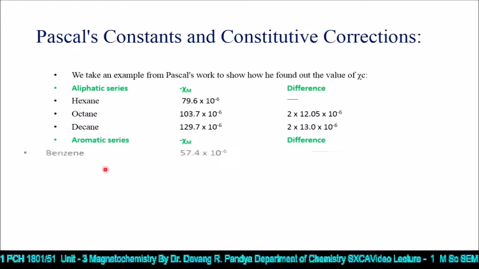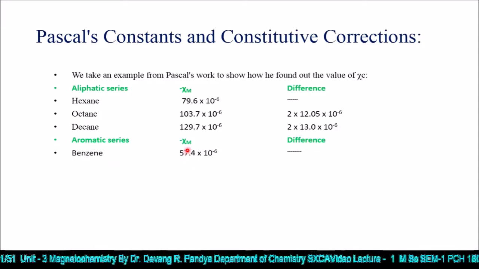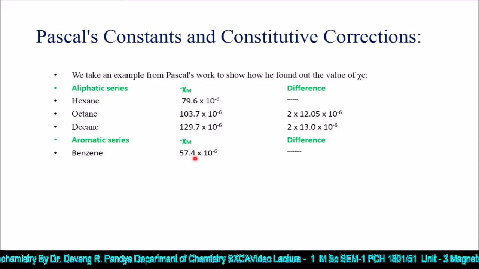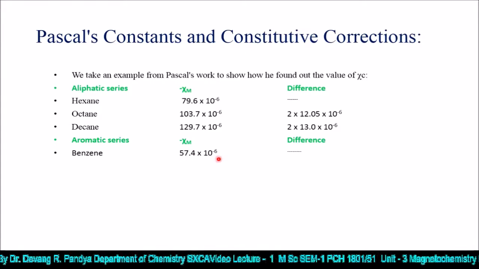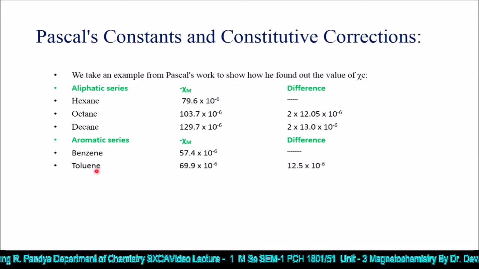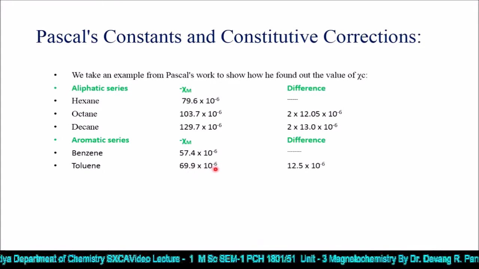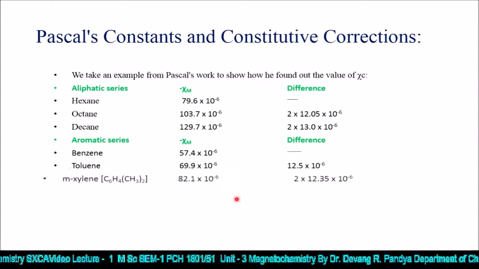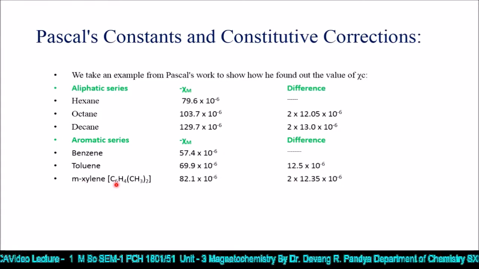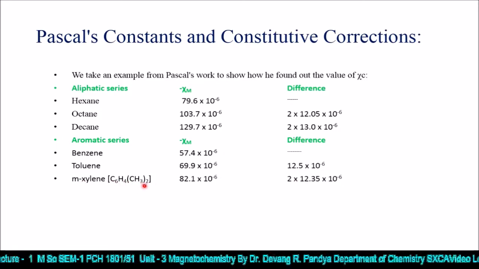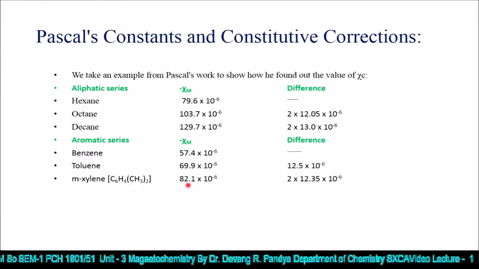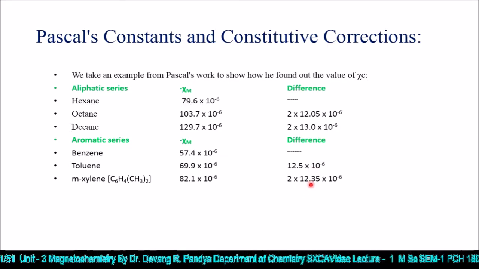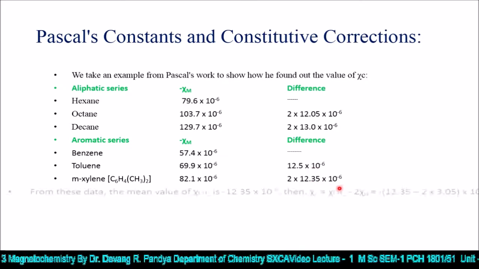Aromatic series: benzene has a molar magnetic susceptibility of 57.4 into 10 raised to minus 6, and there is no difference. Toluene has 69.9 into 10 raised to minus 6, and the difference would be 12.5 into 10 raised to minus 6. And m-xylene, that is C6H4(CH3) twice, meta-xylene, has 82.1 into 10 raised to minus 6, and the difference would be 2 into 12.35 into 10 raised to minus 6.